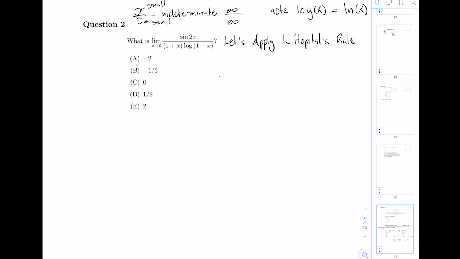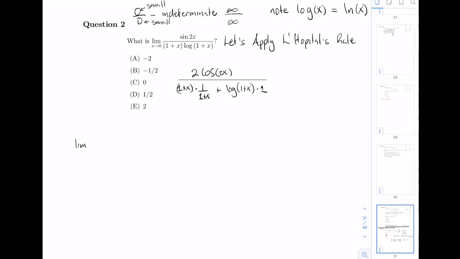We differentiate our numerator, which is sine 2x. So if we differentiate sine 2x, we end up with 2 cosine of 2x. And in our denominator, we'll differentiate 1 plus x times the log of 1 plus x, which is the product rule, which says that we have to take the first times the derivative of the second plus the second times the derivative of the first. So now we can take the limit.